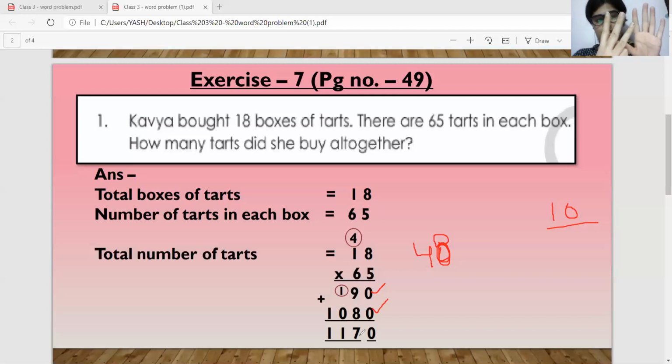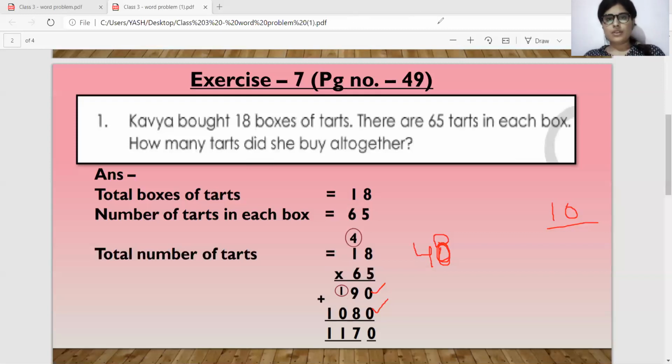9 plus 8. 9, 10, 11, 12, 13, 14, 15, 16, 17. So the answer is 17. What we will do, we just write 7 over here and the tens place, that is 1, goes over to the next higher place. So now add 1 plus 0, that is 1, and again at the next higher place we have 1, so we will write here 1. So the answer will be 1170. So the total number of tarts is equal to 1170.